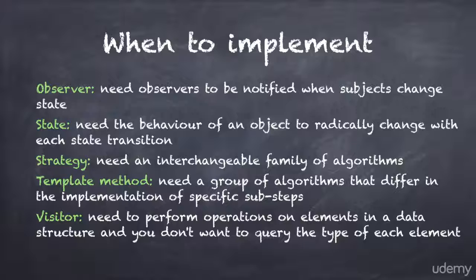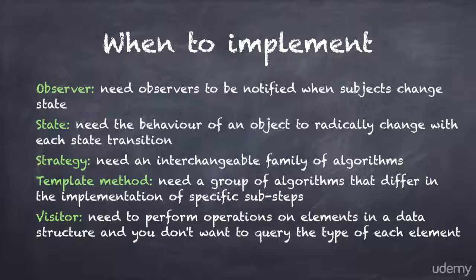Implement the observer pattern if your objects can be grouped in subjects with a fluid internal state and observers that must be notified when the subjects change state. Implement the state pattern if you have an object that cycles through two or more discrete internal states, and the behavior of the object radically changes with each state transition.